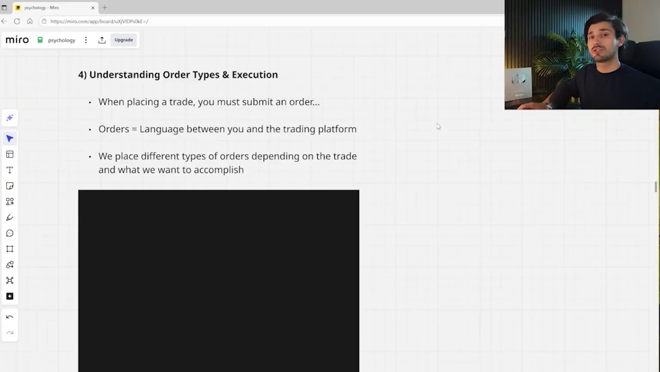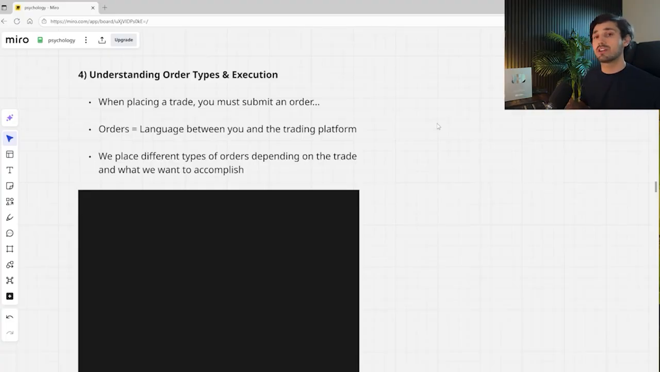Let's talk about order types and order execution. Whenever you are placing a trade, you need to submit an order. And the best way to think about this is the orders that you place are kind of like the language between you and your trading platform. And you're going to be placing different types of orders depending on the trade and depending on what you want to accomplish. So you're going to be placing different orders if you're going long or short, or whether you want to buy at a certain price or exit at a certain price.